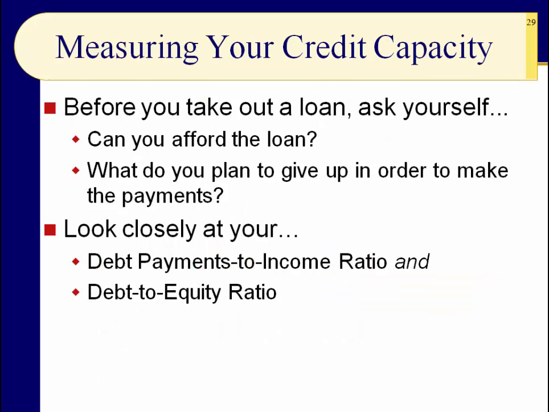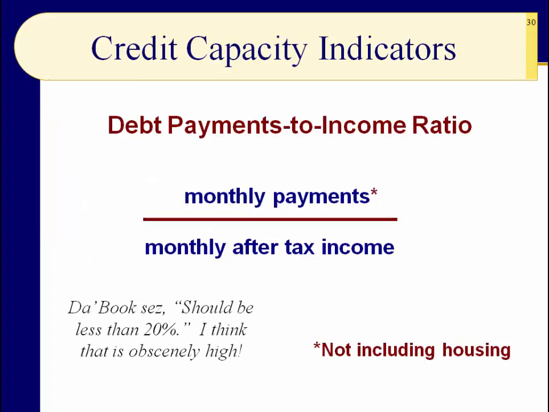Now, before you take a loan, I suggest that you ask yourself, can you afford the loan? What do you plan to give up in order to make the payments? What is the opportunity cost, the trade-offs? And look closely at your debt payments to income ratio and debt to equity ratio, because the banks have their system calculate this automatically, and you are going to learn here how to do this. So let's start with the debt payment to income ratio.